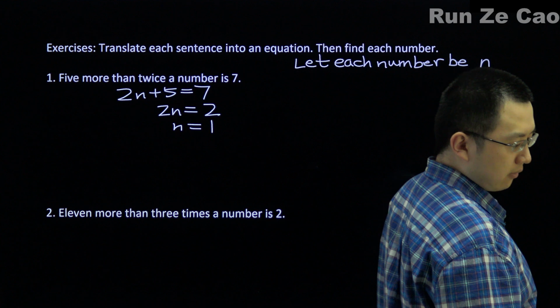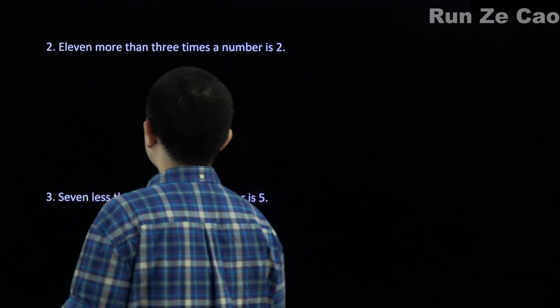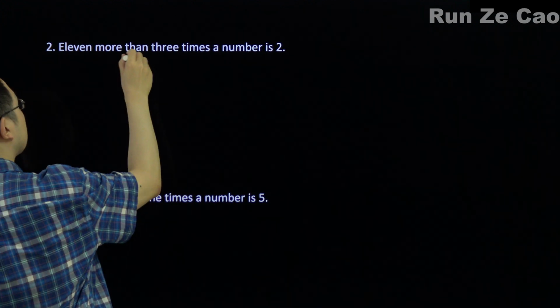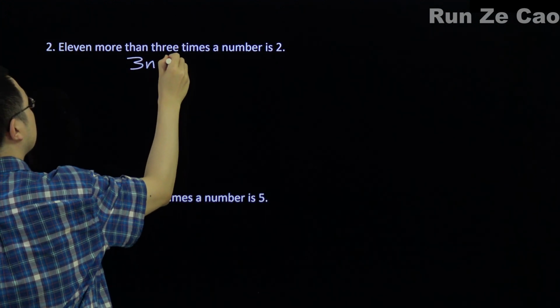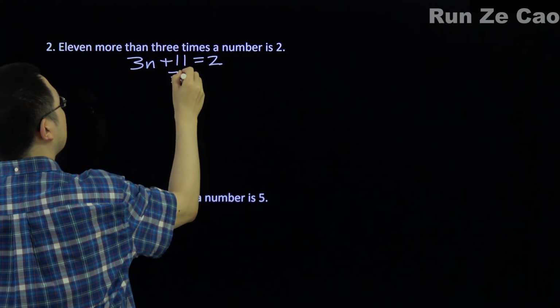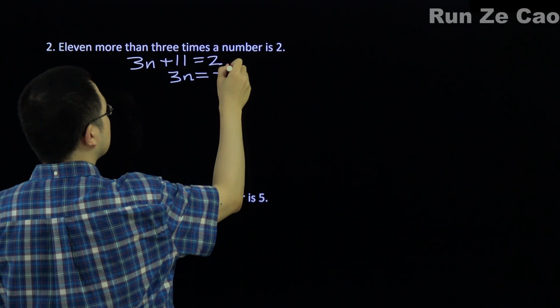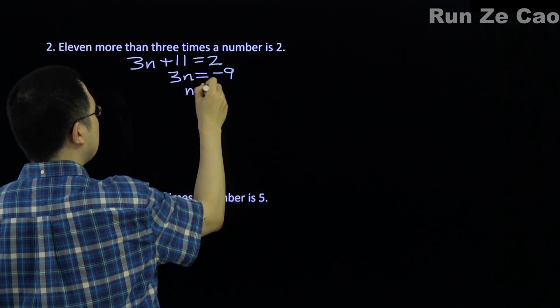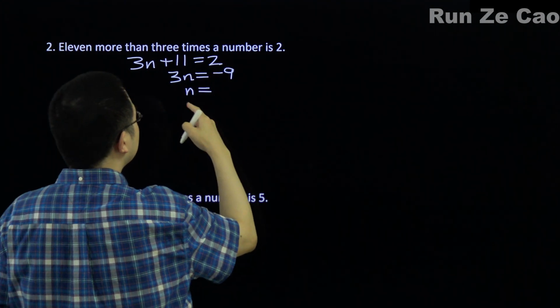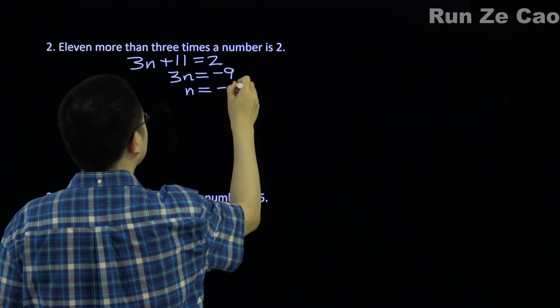11 more than 3 times the number is 2. Okay then, so 3 times the number plus 11 is equal to 2. 3n is equal to 2 minus 11, or negative 9, and n is equal to negative 9 divided by 3, which leaves us with negative 3.